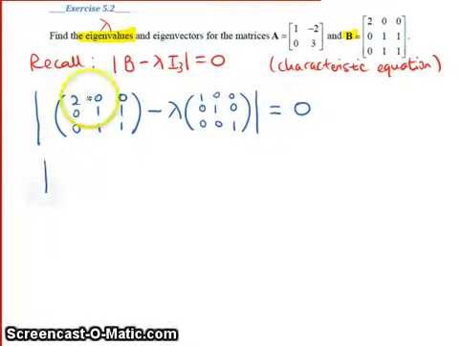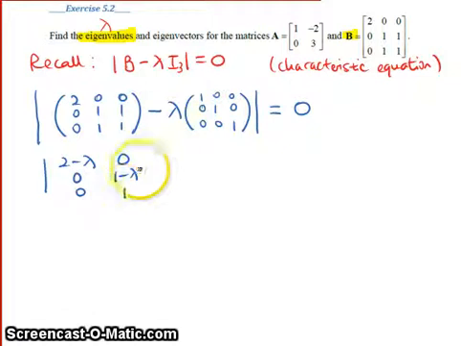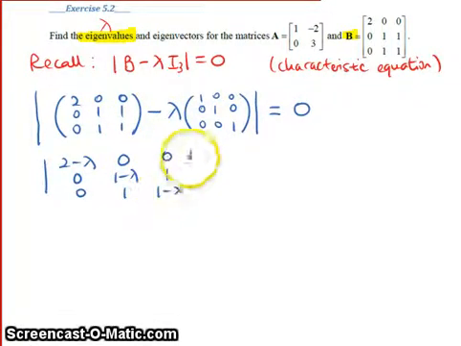So if I were to do this matrix operation, I have 2 minus lambda, 1, 0, minus lambda, 0, and so on and so forth. This center element, I have 1 minus lambda times 1. So this element, I have 1 minus lambda, 0, and continue in this manner. So now I have to solve this 3 by 3 determinant.